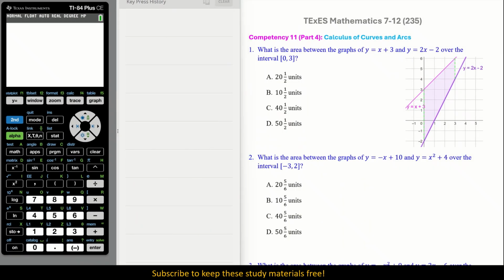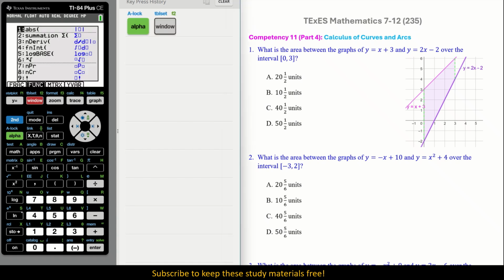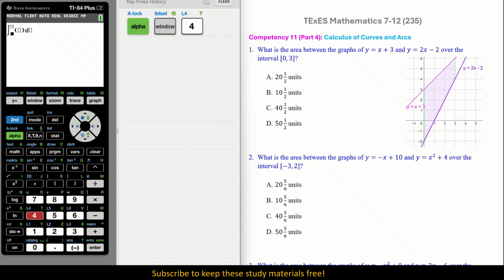Number 1, what is the area between the graph of y equals x plus 3 and y equals 2x minus 2 over the interval 2 to 3? At this point you should recognize that we're using integration, so we need to go to alpha window, that would be number 4. Let's set that up.